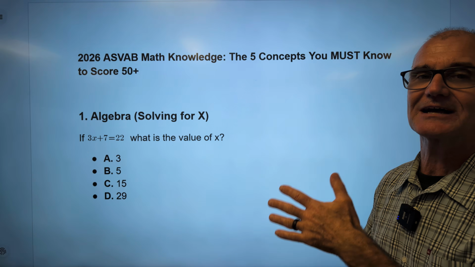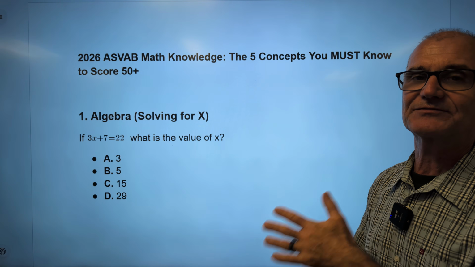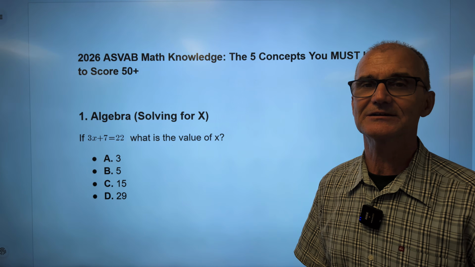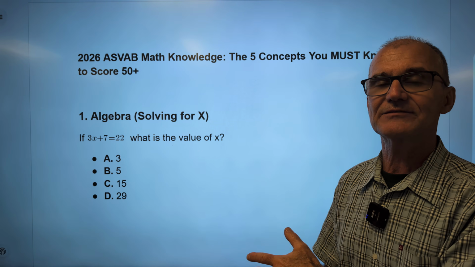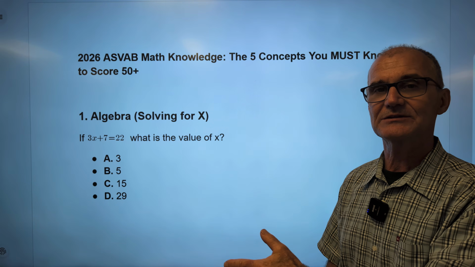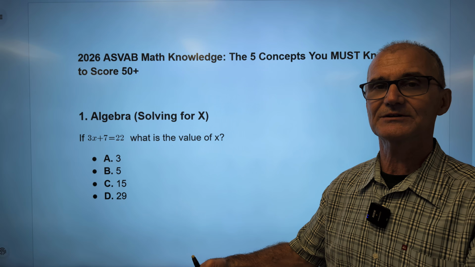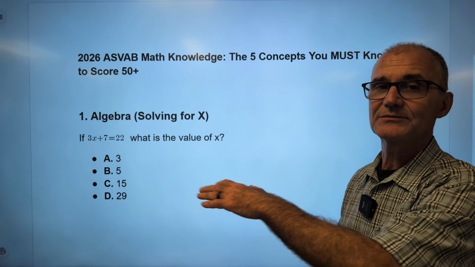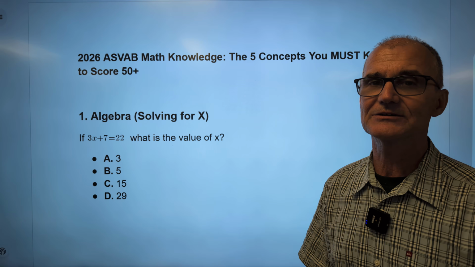Today I have a 5-problem test to cover 5 key concepts for the math knowledge portion of the ASVAB military exam. You need to know all 5 of these concepts to score above a 50. What I'd highly recommend you do is have paper and pencil out. Pause the video right now, go get that paper and pencil. Pause the video, do the problem. Unpause the video and watch how I do it.